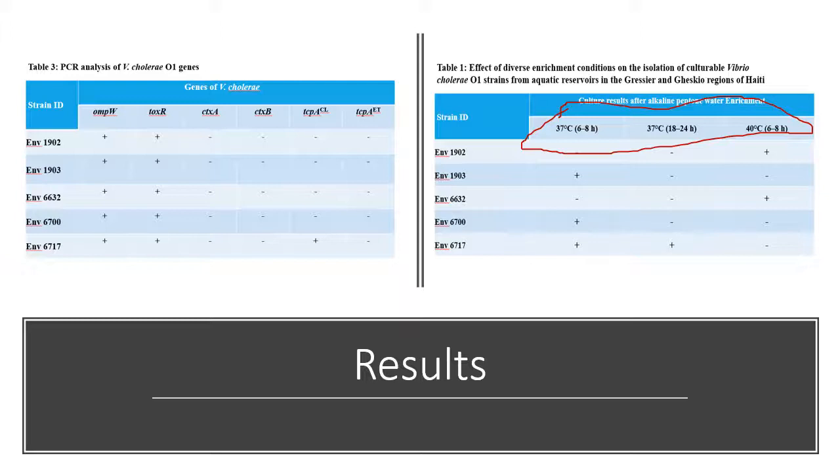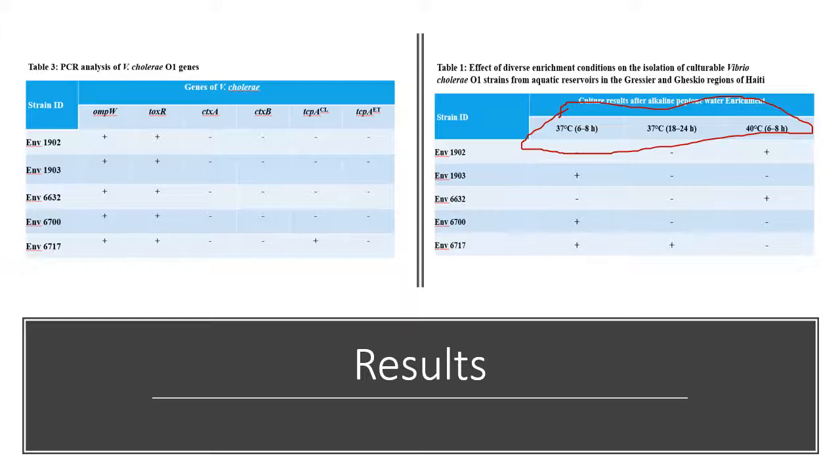The main takeaway from this graph is that it's always important to try new methods when you're incubating, because you can always discover new strains, and that can be one step closer to finding a potential reservoir. The second table is the one that shows the PCR, to make sure that when we were isolating these O1 genes, we were getting the ones that actually are confirmed to be O1 Vibrio cholerae, what we were looking for.